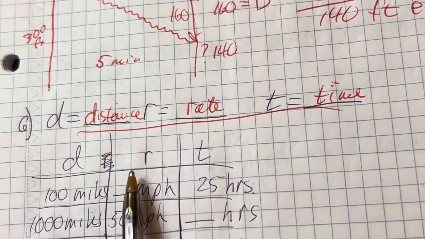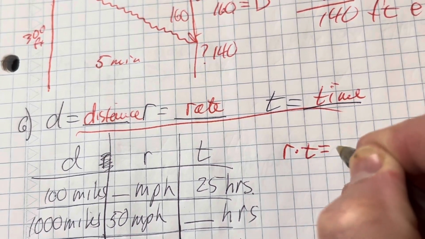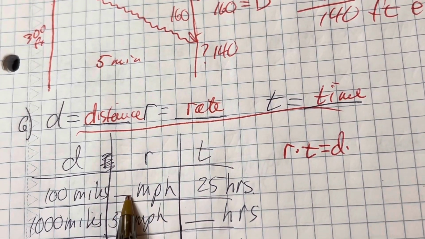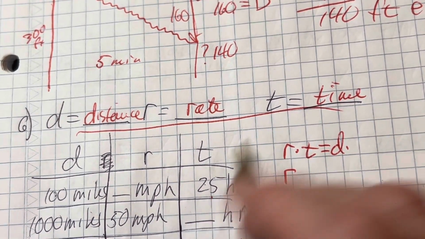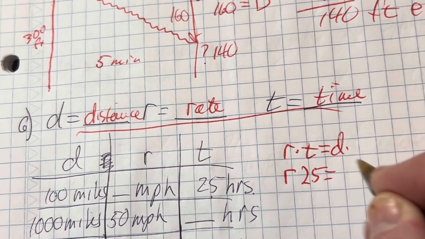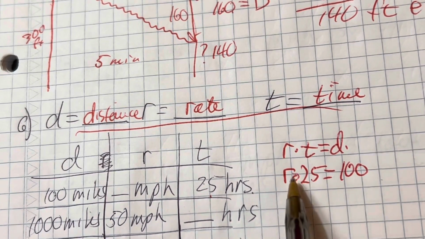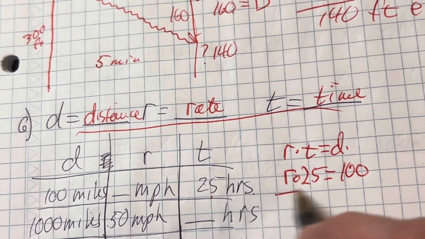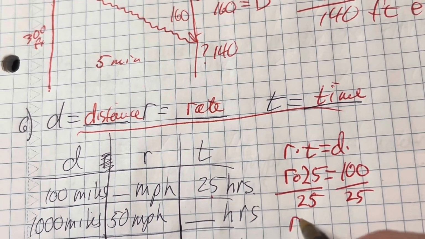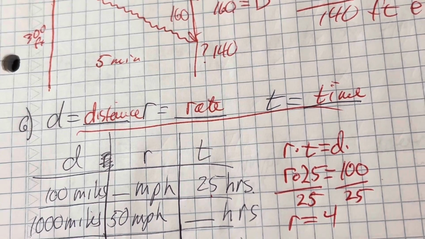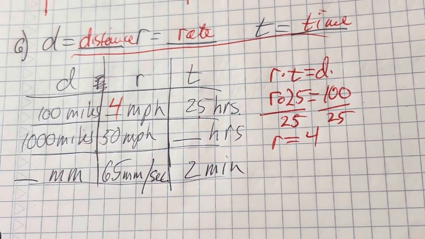Well, if we have distance, rate, and time, we know that the rate times the time equals the distance. So let's look at this. If I have a rate that I don't know, that's where I'm going to put R. If I have a T that I know, I'm going to put that in, 25 equals the distance, 100. How would you solve and find out what R is? You can probably see that it's going to be 4, but to actually solve algebraically, I'm going to divide both sides by 25. And of course, R equals 4. So that's the first problem that you see there. First problem is 4. So this will be 4. I need to fill that in.